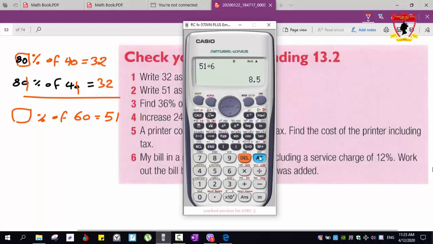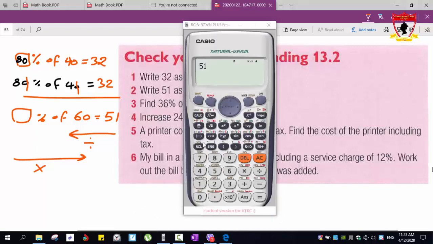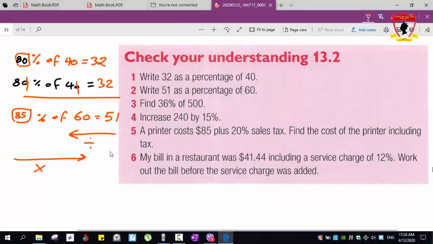Or if a calculator were allowed, you can directly, when you go back like this, it's a division problem. When you come like this, we multiply these two numbers. So remember, in percentage problems, when you go back, it is division. Then 51 divided by 60 is equal to 0.85. Since it's multiplication, it's percentage, it's 85. 85% of 60 is equal to 51.